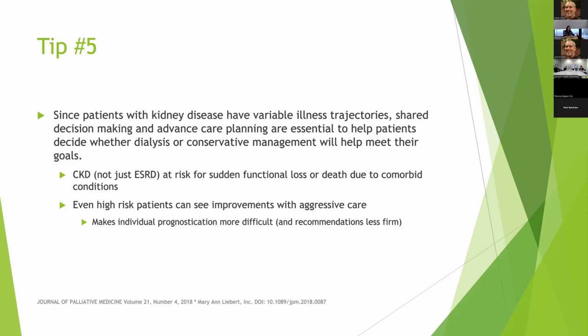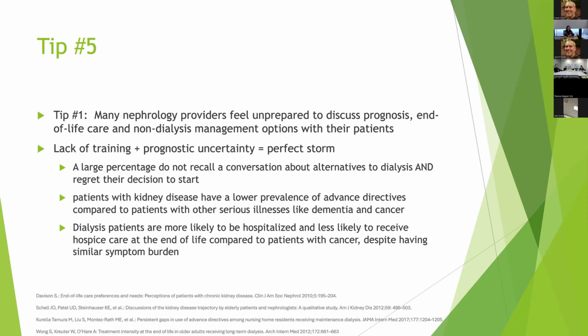So chronic kidney disease, not just end-stage renal disease, are at risk for sudden functional loss or death due to those comorbid conditions we talked about. Even high-risk patients can see improvements with aggressive care. So this is challenging because it makes the individual prognostication more difficult and recommendations less firm. Nonetheless, it's still important to be having these conversations. Kind of takes us back to tip number 1, right?